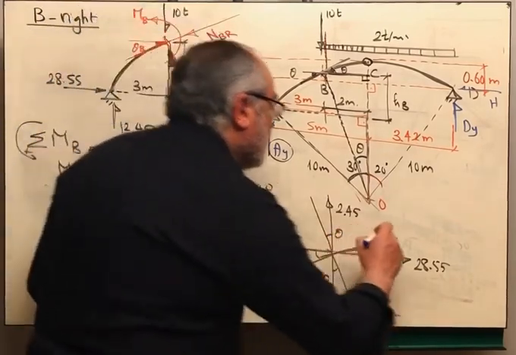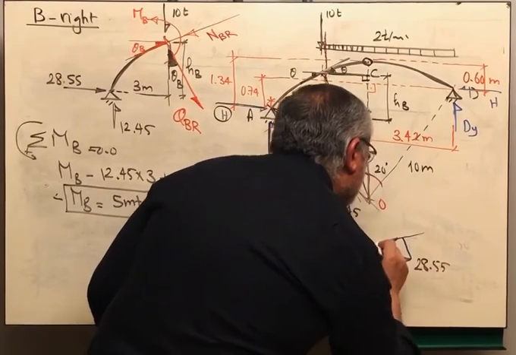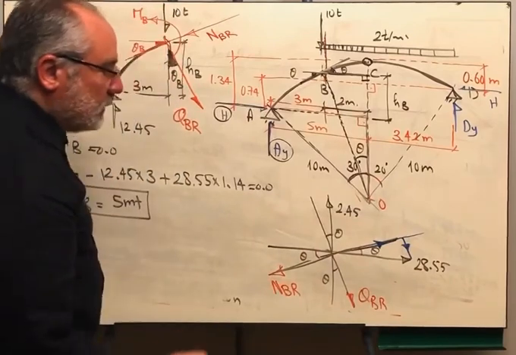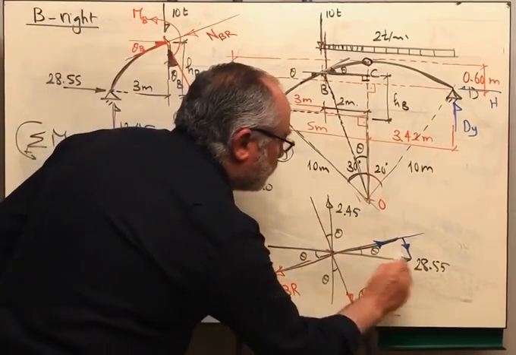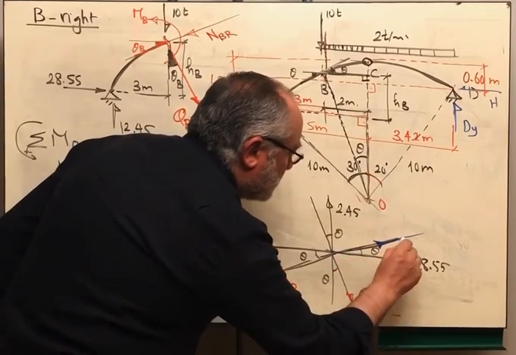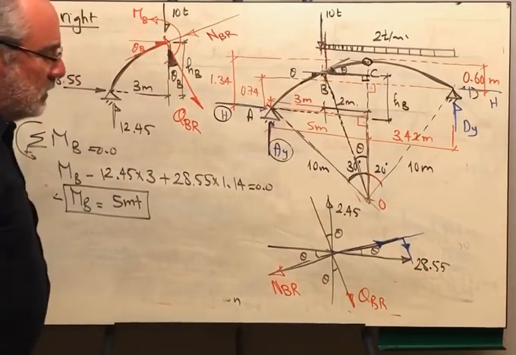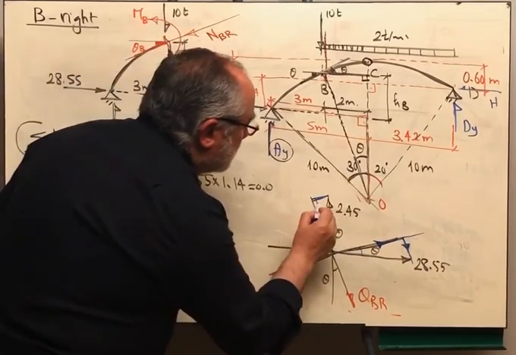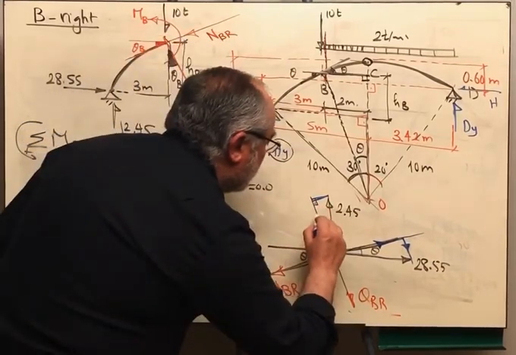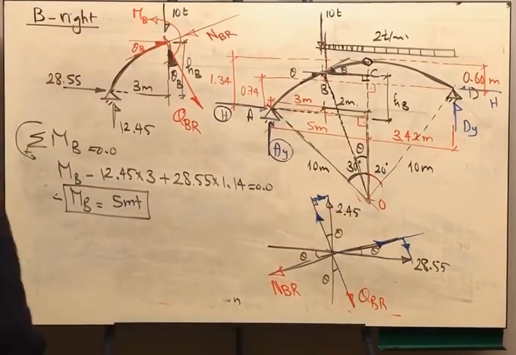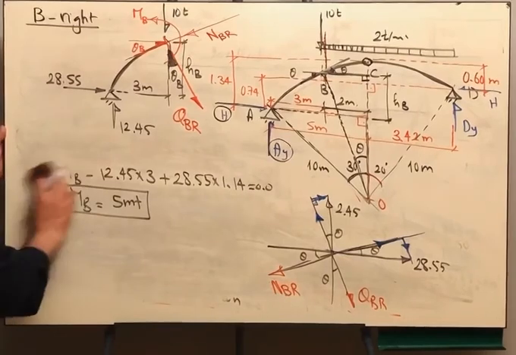Very good. Now I want to resolve the forces that we have. The 28.55 will be resolved in this direction, cosine, and in this direction, sine. Because if I want to move from this point to this point, either I will move like that, or I will move along this line and this perpendicular line like this. And also the 2.45, I will move in this direction and then in this direction like this. Okay?